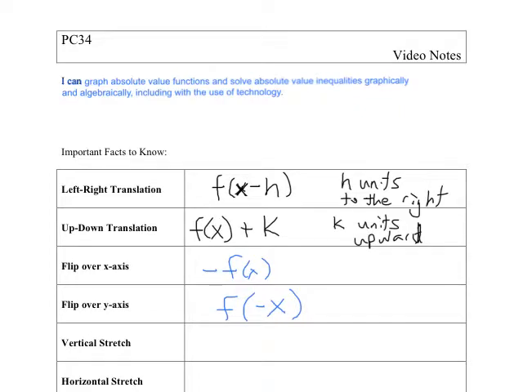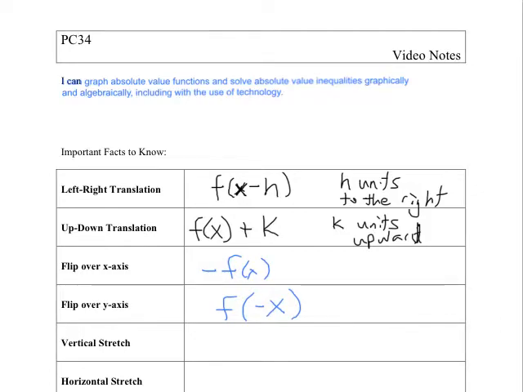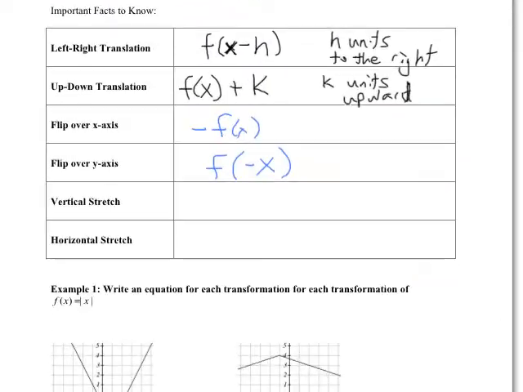The next transformation is stretches. So a vertical stretch happens when we take our whole function, f of x, and we're going to multiply it by some number. And if we want to be super technical, if a is greater than 1, it's a stretch. And if a is between 0 and 1, it's a compression.